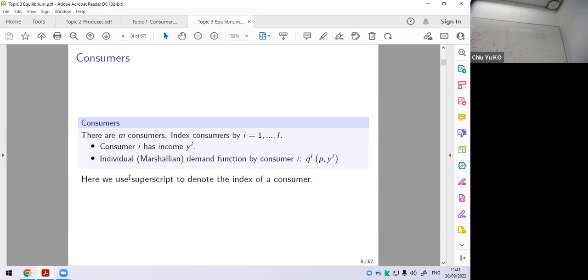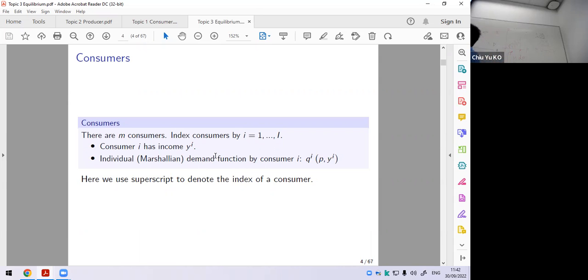I don't know. M or I? I, okay, that's I consumers. Sorry, I consumers, and each has income of yi, okay? And we just assume directly that the Marshallian demand is a function of p and y. Price, and there's only one good, so it's not both, there's no vector. There's only the price and his income. Okay?